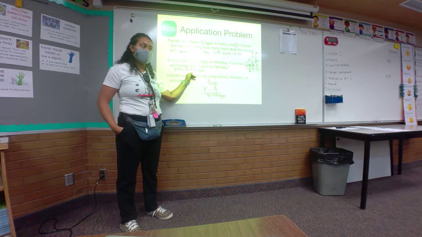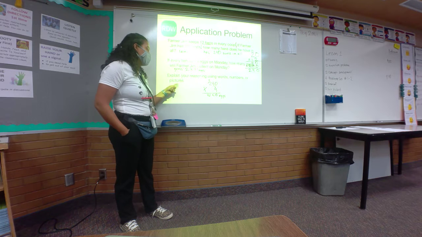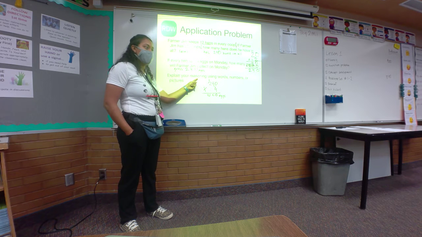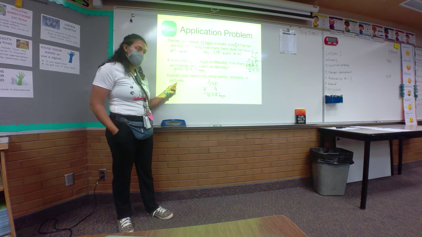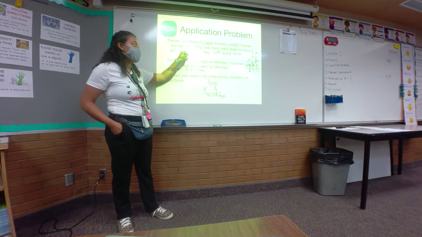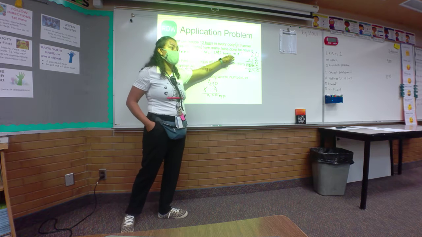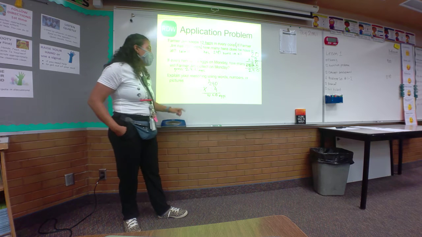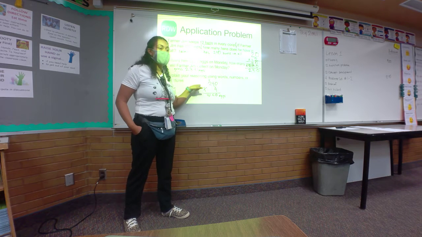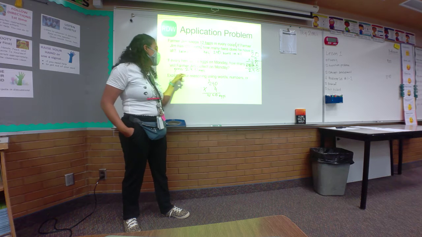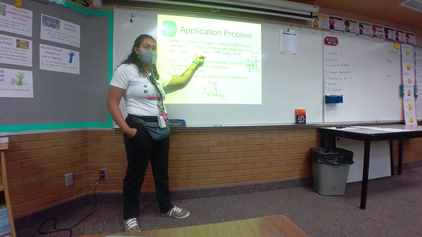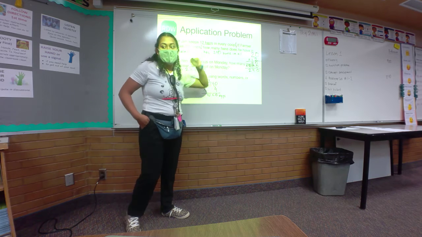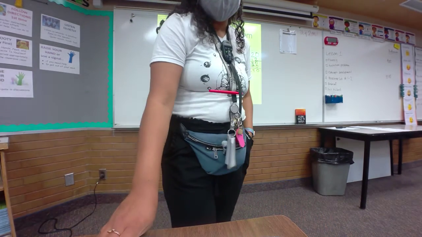Any questions? Okay, so down here where it says explain your reasoning using words, numbers, or pictures. So pictures could be when we did the 12, 12, 12, 12, 12. That's a picture. Using numbers is doing an equation. And explaining your reasoning using words, that's using a whole sentence, okay? All right, now let's move on to concept development.